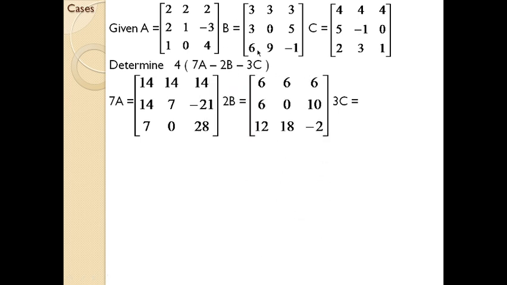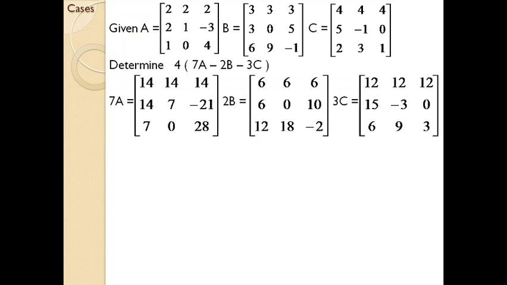Here matrix B is this one. So 2B means you need to multiply 2 with each element within this matrix. That is 2 into 3, 6, 2 into 3, 6, 2 into 3, 6, and again 2 into 3, 6, 2 into 0, 0, 2 into 5, 10, 2 into 6, 12, 2 into 9, 18, and 2 into minus 1, it is minus 2.